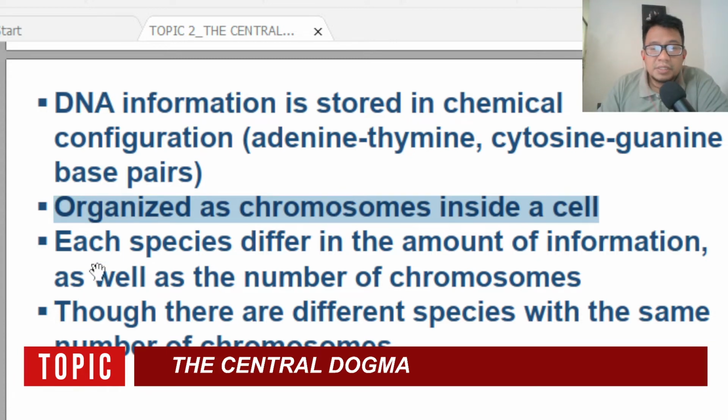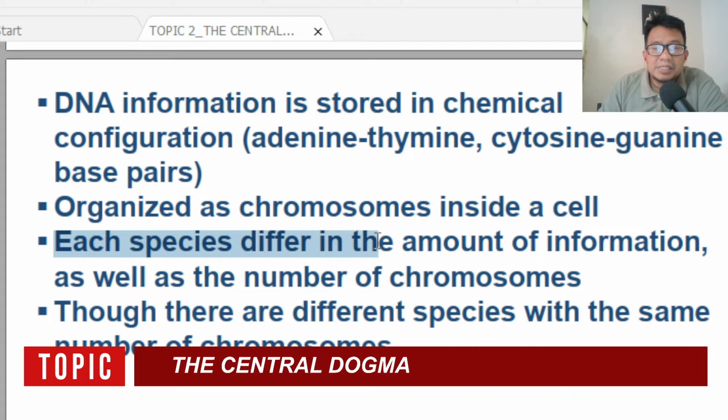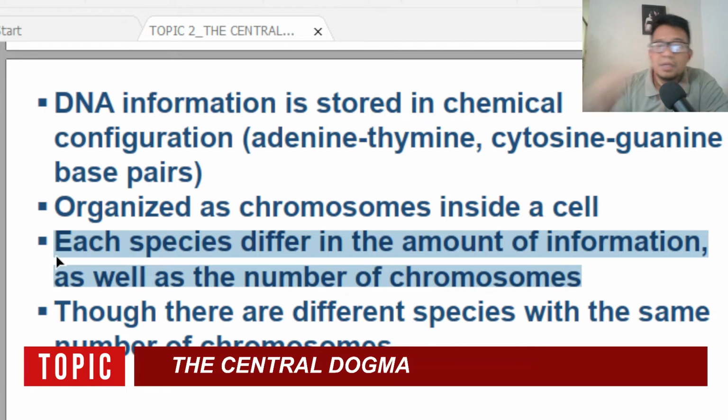So each species, take note, each species differs in the amount of information as well as the number of chromosomes. You cannot simply compare the amount of information in humans to another species. You can actually compare, but you will see that there is a difference in the information from one species to the other. And since there is a difference in the amount of information, it can also result in a difference in the number of chromosomes.